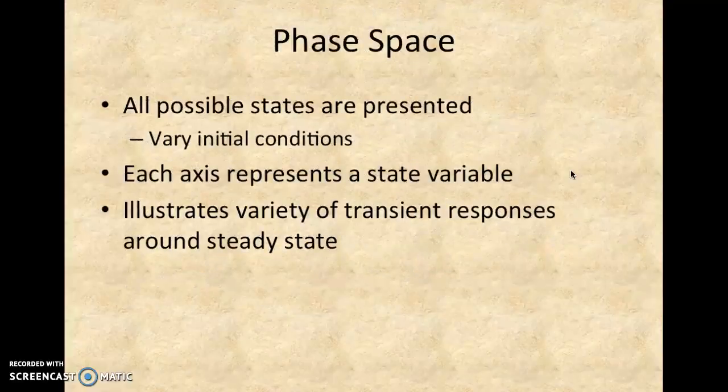So phase space. I'll be showing you some phase plots in my software later. So in general, a phase space is all the possible states of a system shown in a graph. And we show this by varying the initial conditions and showing the response of the system. Each axis represents a state variable, so in our case it will be x1 and x2, and it illustrates a variety of transient responses around steady state.